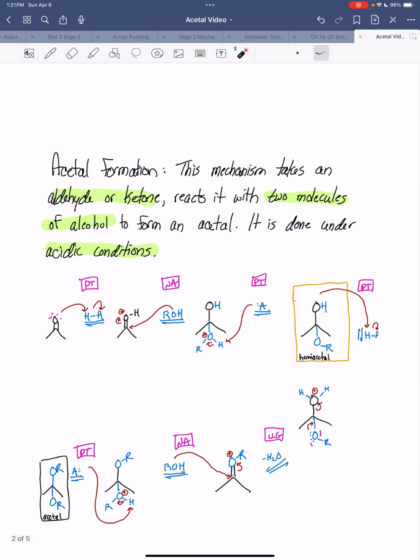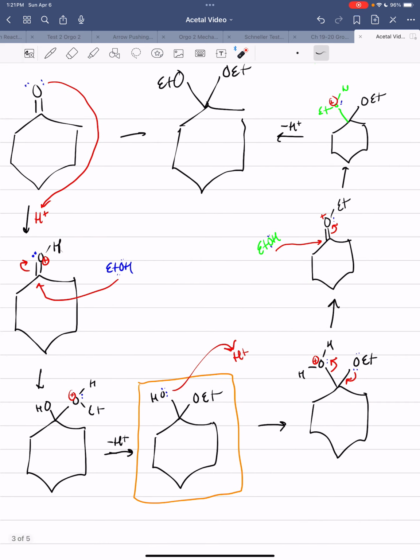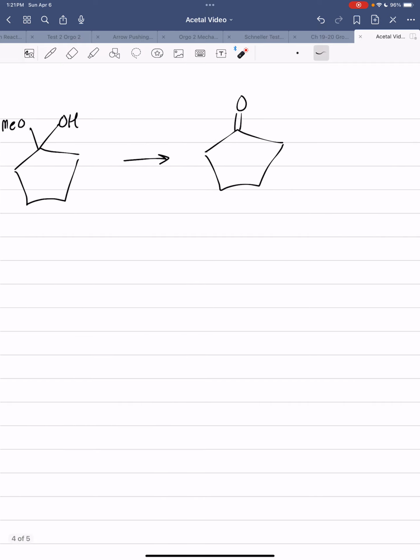Now, this whole thing, this mechanism, is reversible. So often on test day with Orgo 2, you may have the combination of the following: ketone to hemiacetal, hemiacetal all the way to acetal, or ketone all the way out, and that whole thing in reverse. So acetal back to hemi back to starting ketone or aldehyde, or possibly acetal all the way back to ketone or aldehyde.